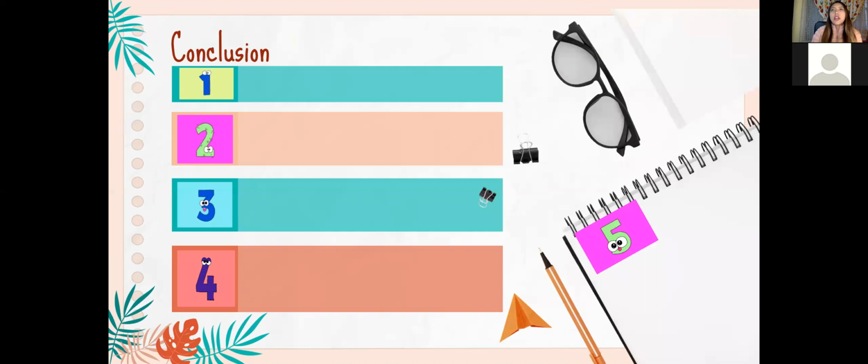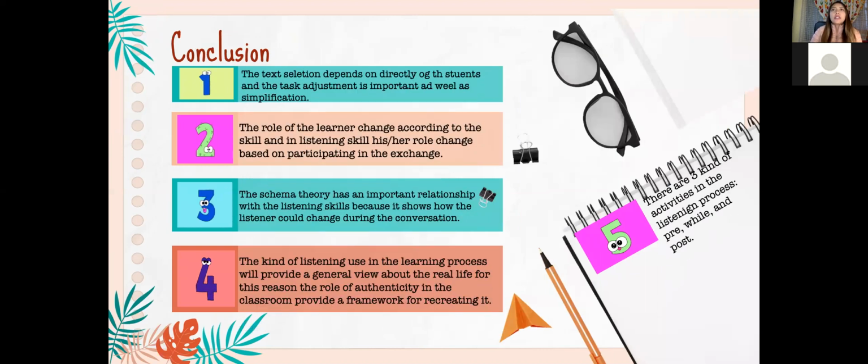Well, some conclusions are these. First of all, the text selection depends directly on what kind of students we have. The role of the learner changes according to the skill. Schema theory has an important relationship with the listening skill because it shows how the listener could change during the conversation. The kind of listening used in the learning process will provide a general view of real life. There are three kinds of activities in the listening process: pre, while, and post.